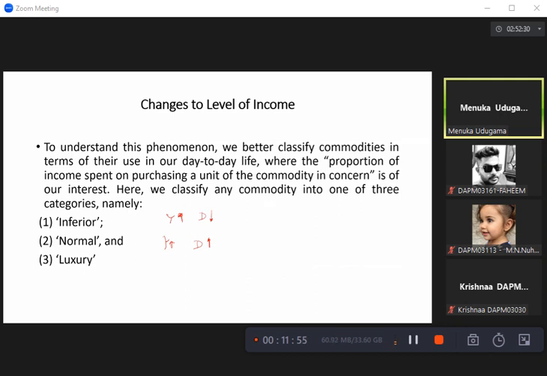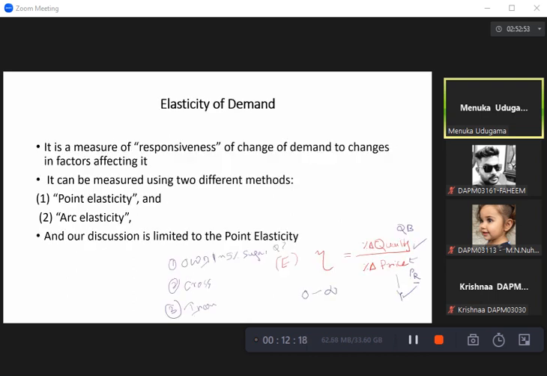Depending on how much you spend on consuming goods and services, they are categorized into three types: inferior, normal, and luxury. If your demand decreases as your income increases, then that type of goods is called inferior. The others could be normal or luxury goods.